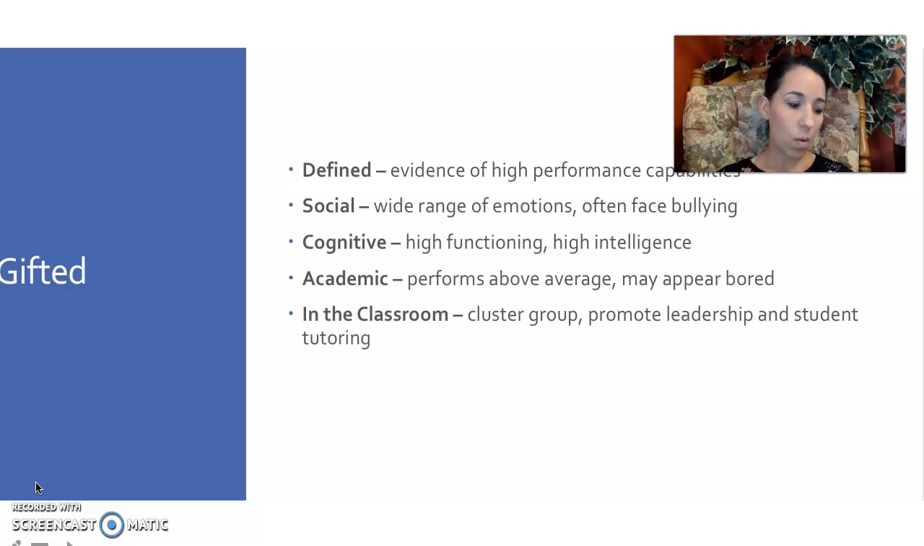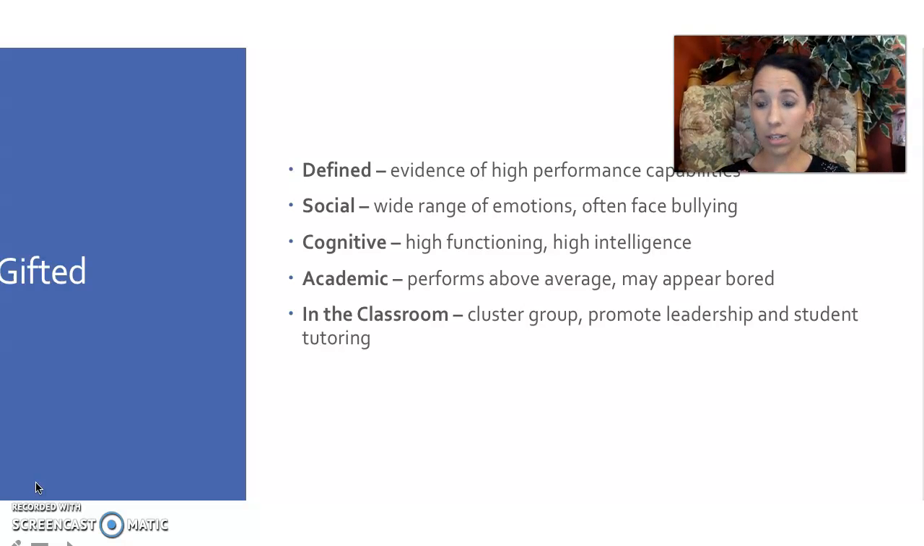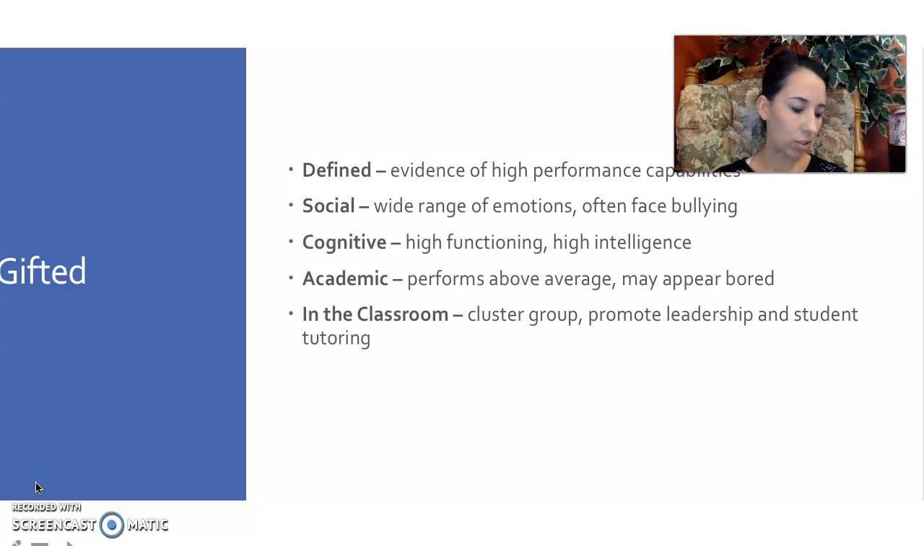But academically, while they perform above average and are superior in one or more areas of academics, they may appear bored during class because they already get it and can finish quickly. Therefore, to help in the classroom, we should cluster group them where there are more students that can work together in one classroom. We can pair them with lower students to have peer student tutoring. We can build their leadership skills so they're always wanting to help. They want to take a bigger role in the classroom, and modified work can make it more challenging for them.